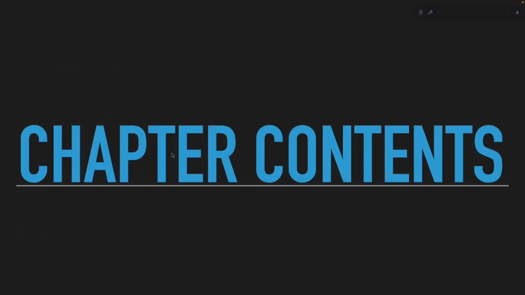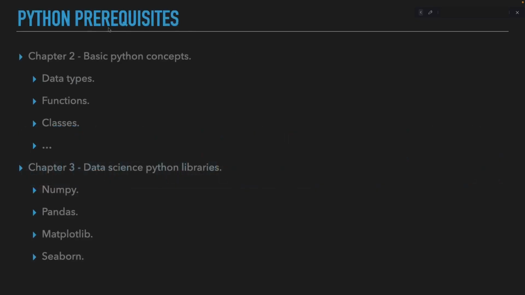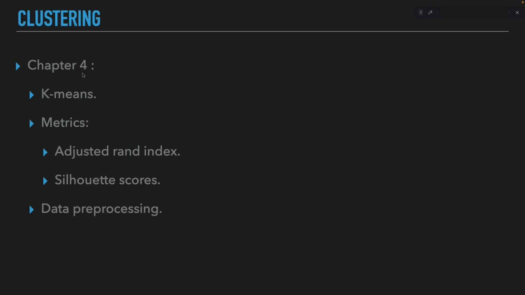Next up, let's briefly go through the chapter contents. We will start the course by introducing necessary Python prerequisites, which we will need in order to understand algorithm implementations and practical demos. So in chapter 2, we will introduce basic Python concepts such as data types, functions, classes, and so on and so on. In chapter 3, we will learn about data science Python libraries, and specifically we will learn about NumPy, Pandas, Matplotlib, and Seaborn.